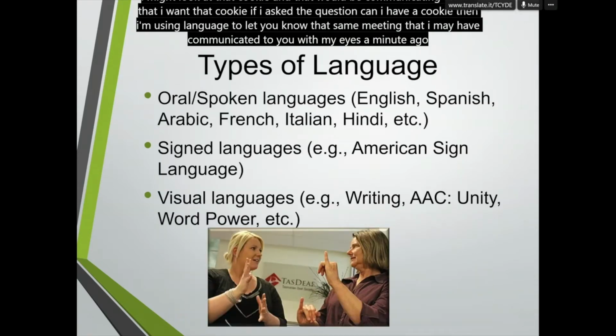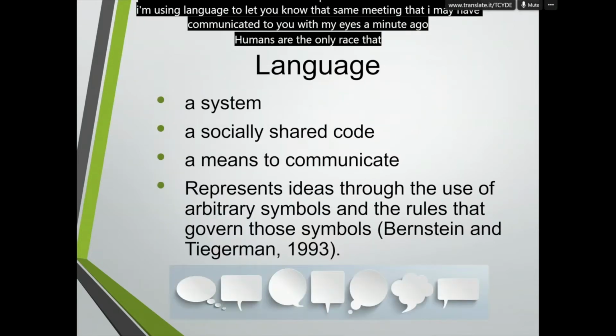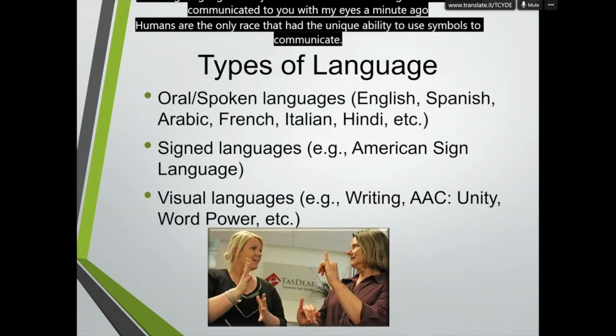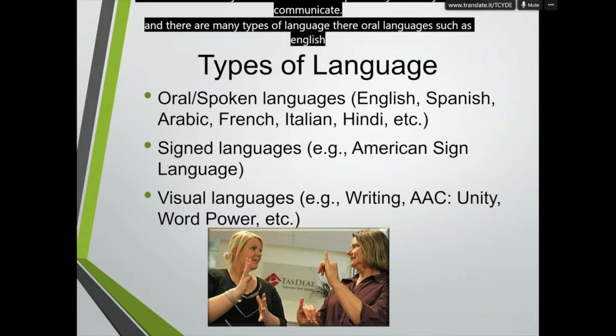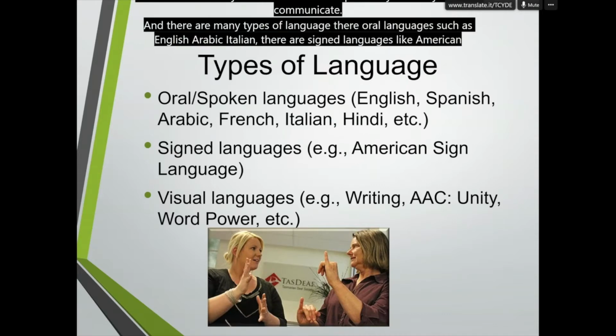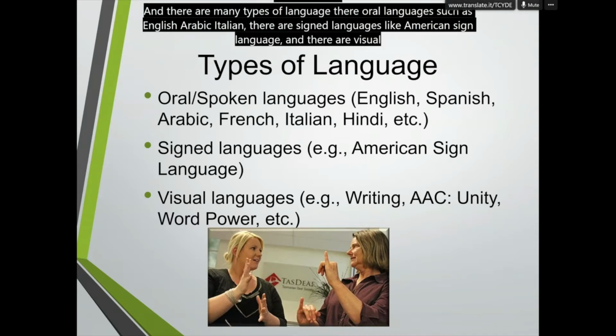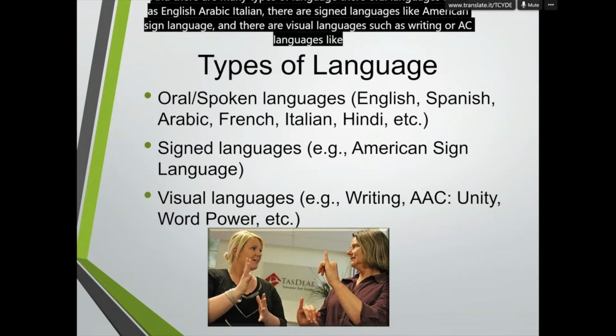Humans are the only race that have the unique ability to use symbols to communicate. And there are many types of language. There are oral languages, such as English, Arabic, Italian. There are signed languages, like American Sign Language. And there are visual languages, such as writing, or AAC languages, like Word Power Unity, that we'll get into a bit more next time.